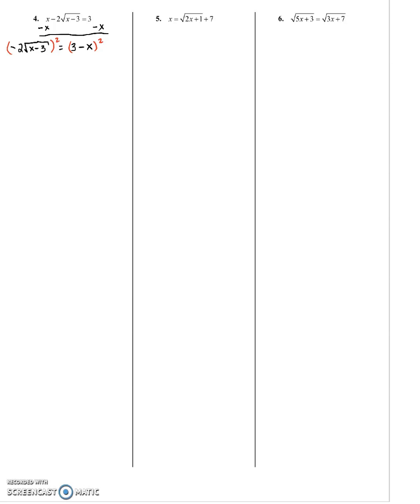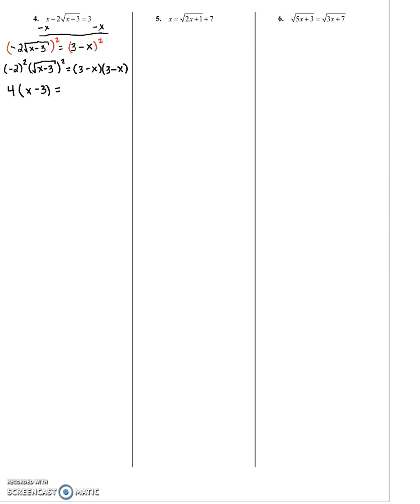And when we do that, we have to square everything. So we have a negative 2 squared times the square root of x minus 3 squared. And that equals, remember, squaring something is multiplying it by itself. So 3 minus x squared is 3 minus x times 3 minus x. So negative 2 squared is 4. And the square root of x minus 3 squared is x minus 3.